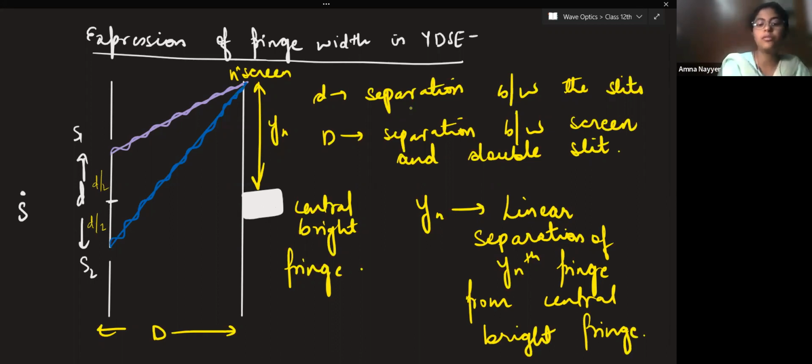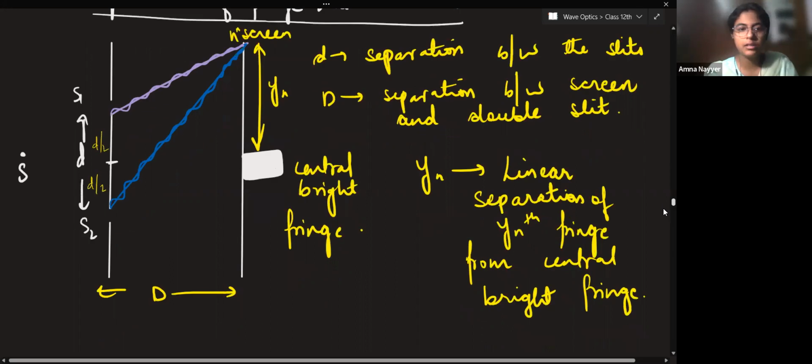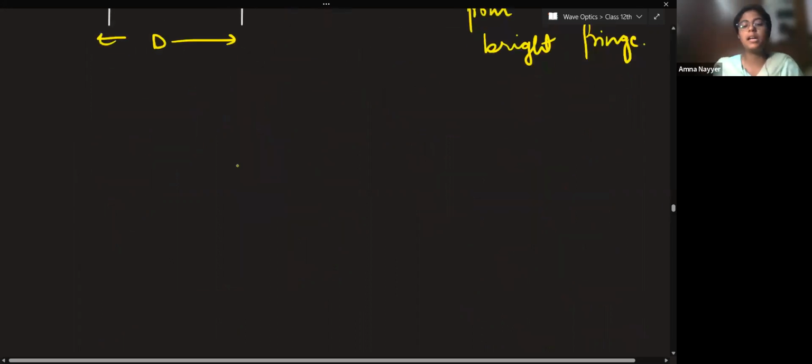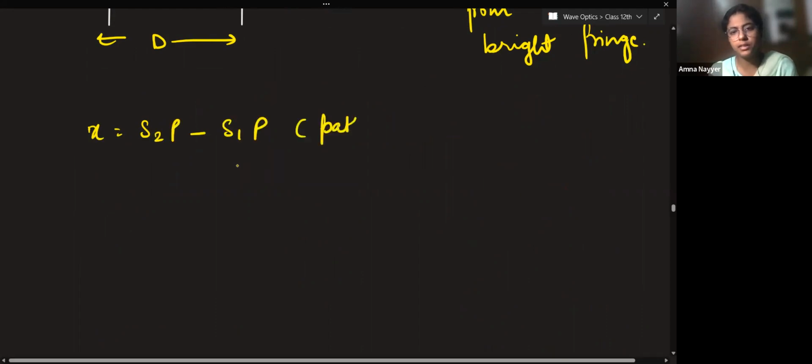Now we have to find the expression. Firstly, the path difference, S1P and S2P. Initially also we did it as S1P and S2P. So first we'll write the expression for the path difference. X will be equal to S2P minus S1P, since S2P is greater. This is the path difference.